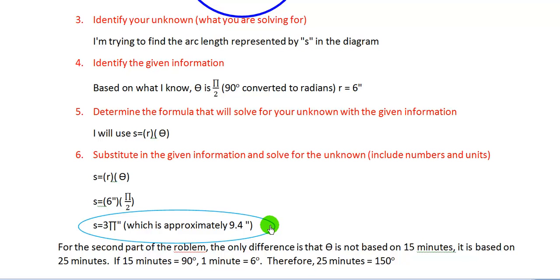For the second part of the problem, the only difference is that theta is not based on 15 minutes, it's based on 25 minutes. If 15 minutes is 90 degrees, that means that 1 minute equals 6 degrees. Therefore, 25 minutes equals 150 degrees. And you can use a conversion where you have 15 minutes equals 90 degrees to figure that out.